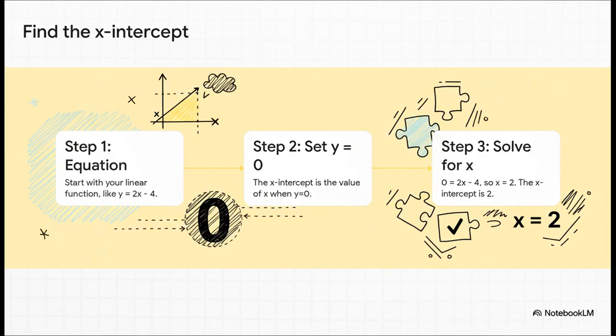Well, we use the same logic. Anywhere on that horizontal x-axis, what's the y value? It's always 0. So this time we set y to 0. We get 0 equals 2x minus 4. Now it's just a little puzzle to solve. We need to get x by itself, so we add 4 to both sides, then we divide by 2, and we find out that x equals 2. And that's our x-intercept. Simple as that.